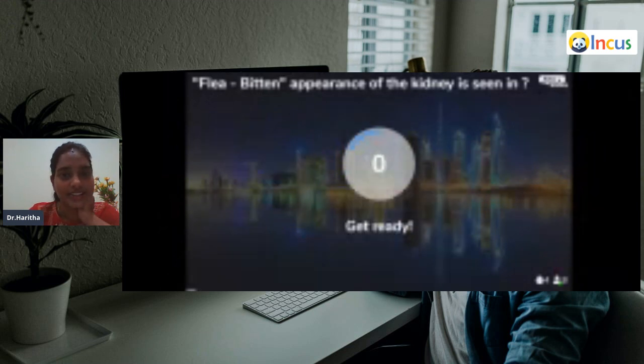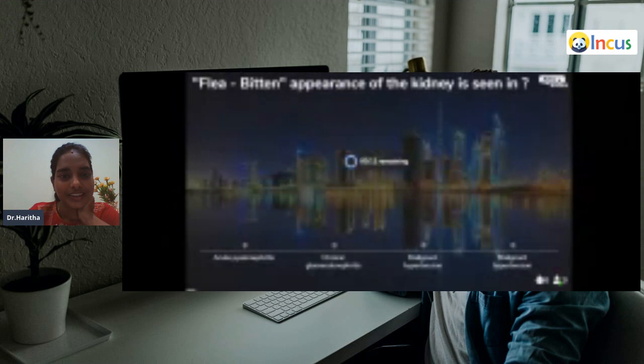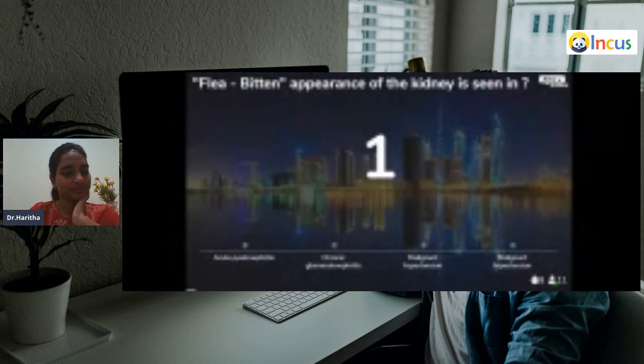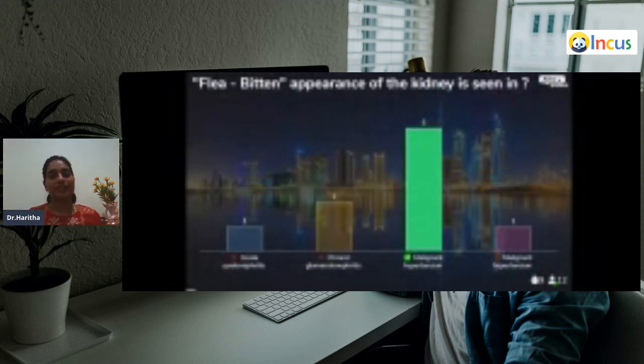The first question. Flea-bitten appearance of the kidney is seen in which of the following? Time's up. Yes, very good. Majority of them answered malignant hypertension. So what do you find in malignant hypertension?